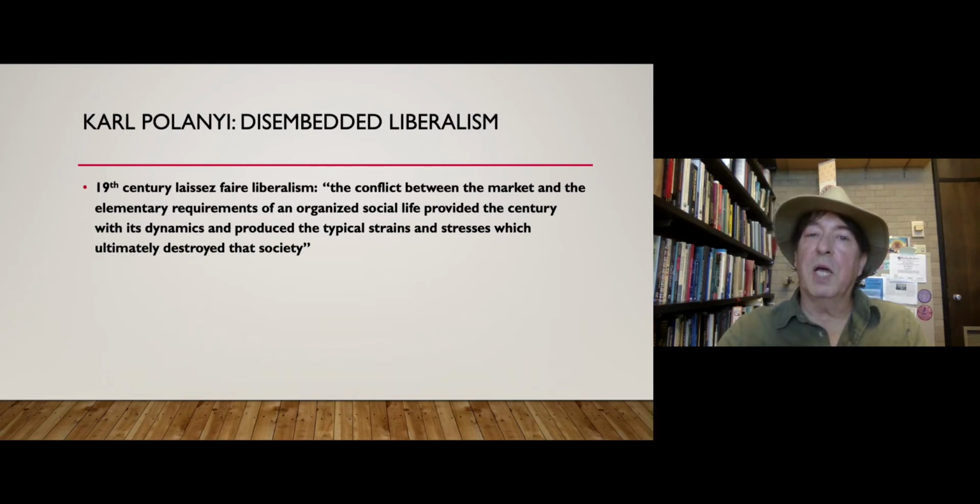So, from Polanyi's point of view, that kind of laissez-faire capitalism was kind of doomed, and it led to the collapse of globalization. So the question was, can capitalism be rescued? Can globalization be reconstructed in a more viable manner?